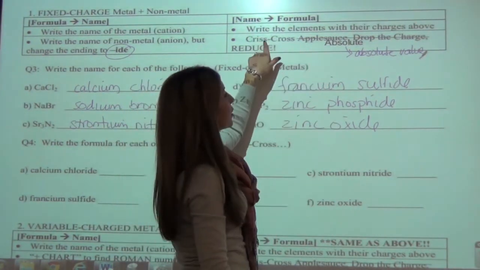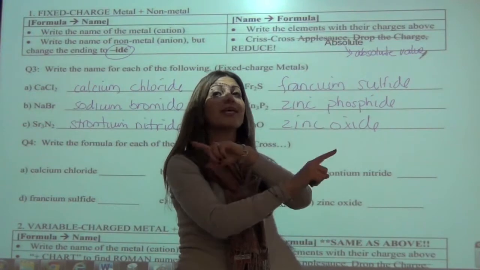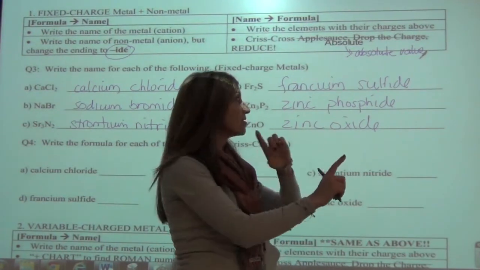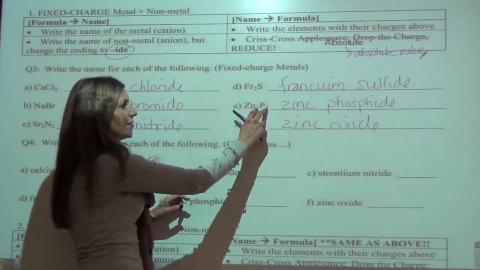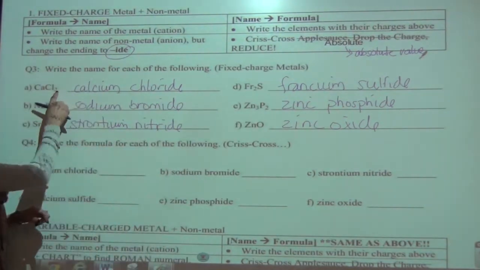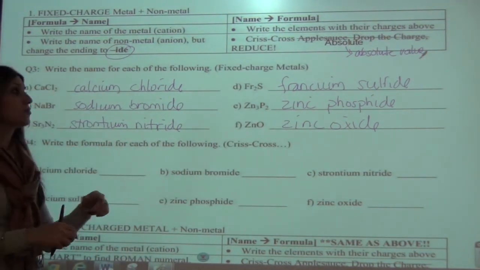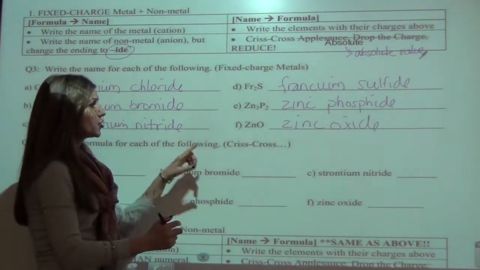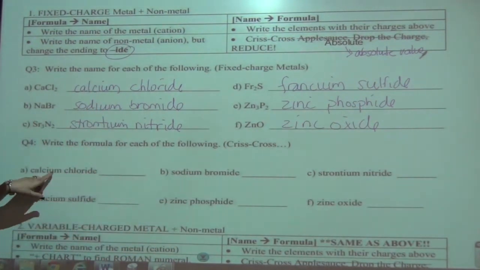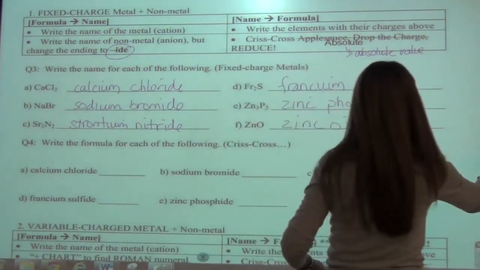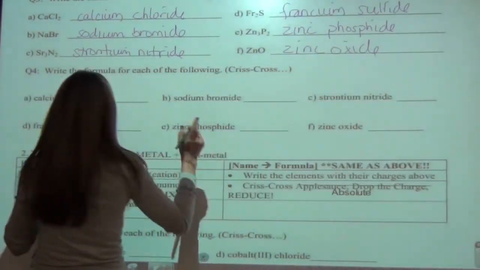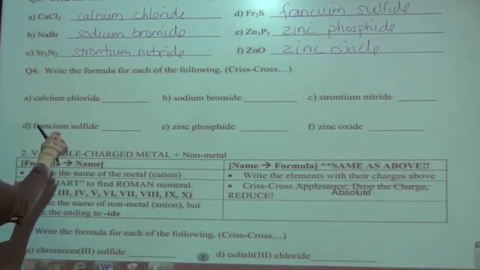So what we're going to do is we're going to crisscross our charges, but we're going to take the absolute value of it because the number that's written down on the bottom tells you how many atoms. The charge will get written on top, and the number of atoms will get written on the bottom. So let's try this and see what happens. So the first one that it says is calcium chloride. So I'm going to do the first one, and then I'll continue with having people help me.